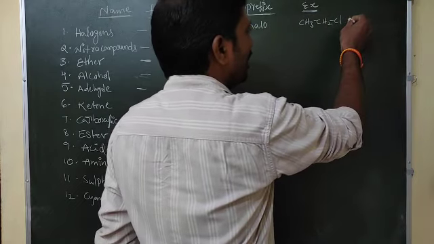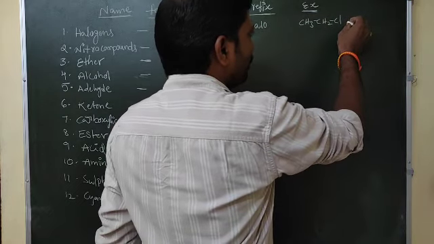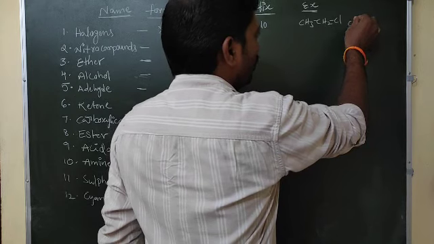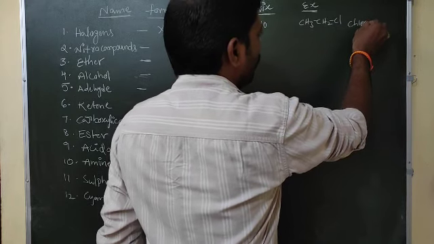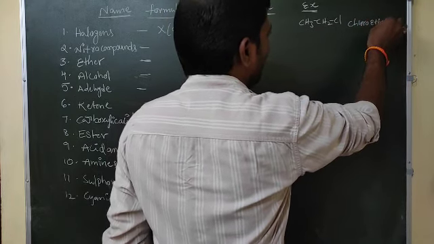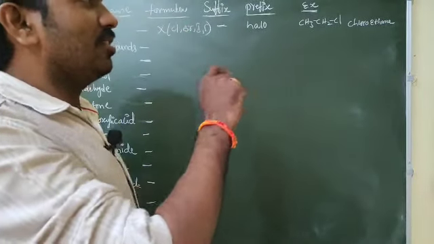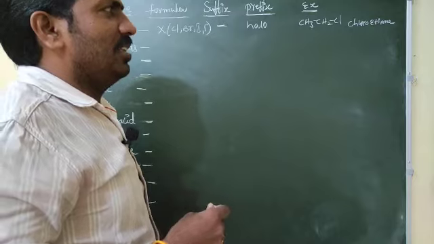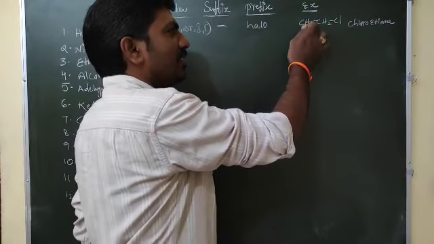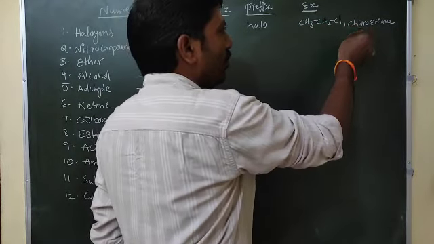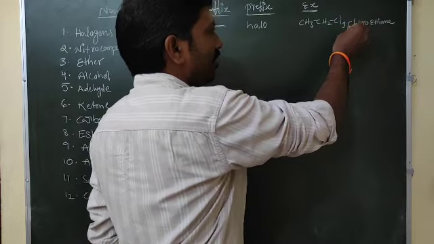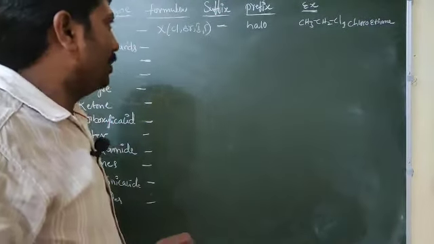Name of this one is 1-chloroethane. Chloroethane means eth means 2 carbons, and one carbon has chlorine. Any one carbon, any one we will take. This is 1-chloroethane. That is the example.